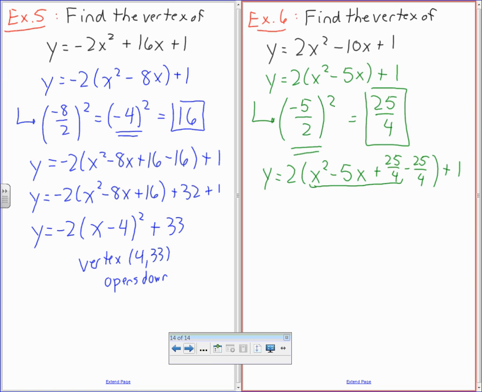So what we're going to do is multiply 2 times 25 over 4. This is the most difficult part of the course that you've seen so far.